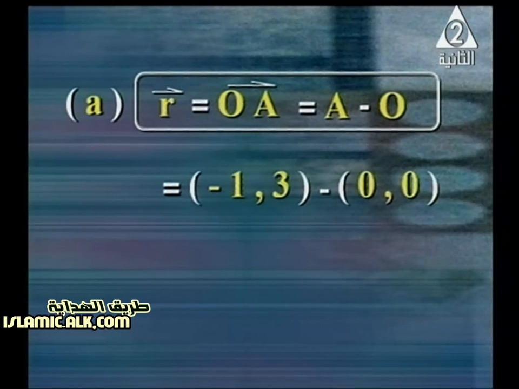Number A: what is the meaning of R? R is the position vector from the origin to A. We have 2 points, O and A. R vector equals OA vector equals A minus O. What is the coordinate of A? (-1, 3). Coordinate of the origin point (0, 0). Then when we subtract, the answer is (-1, 3). Look, what is the rule?